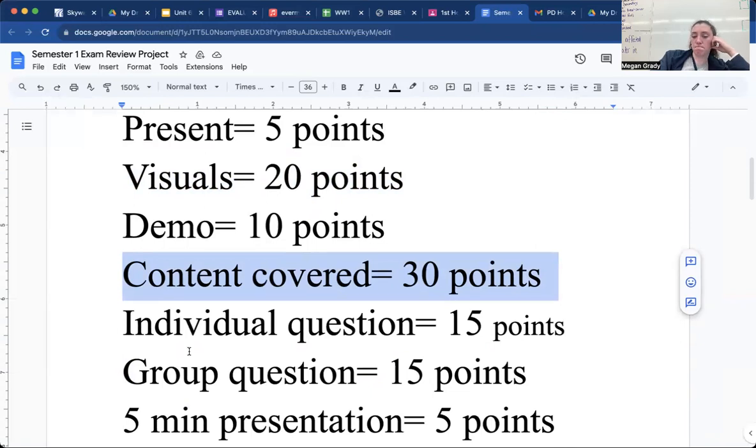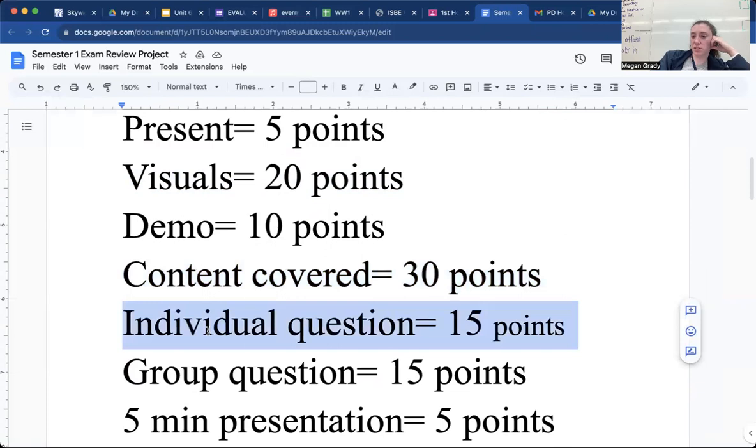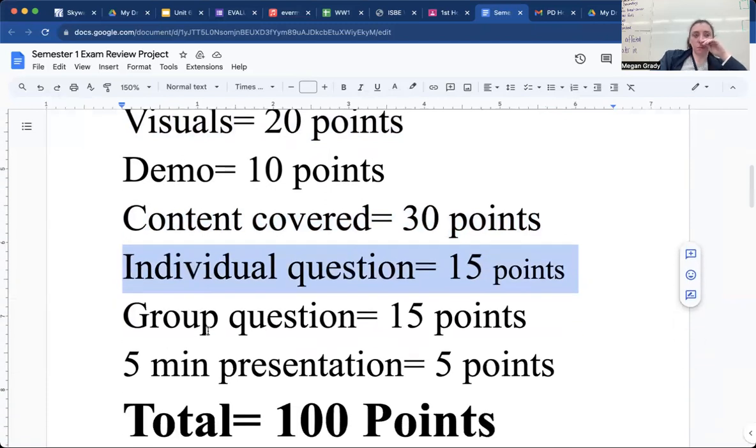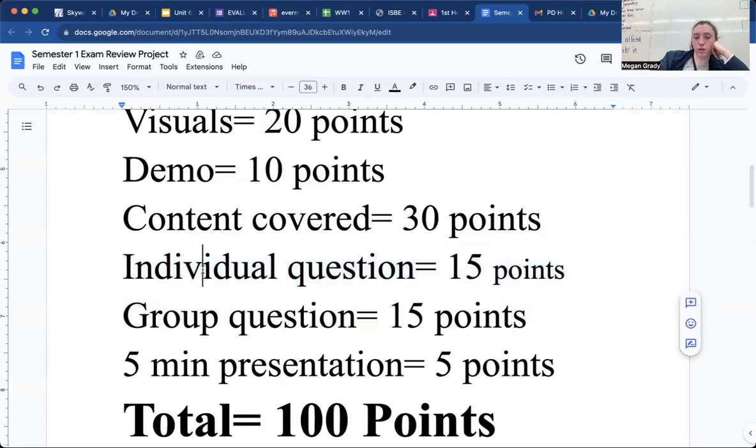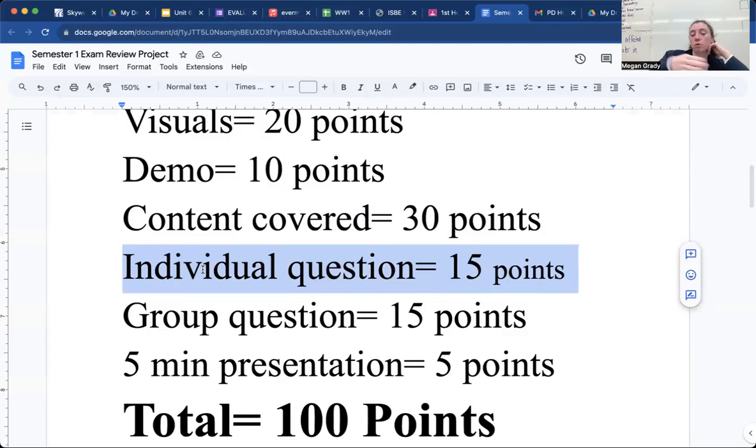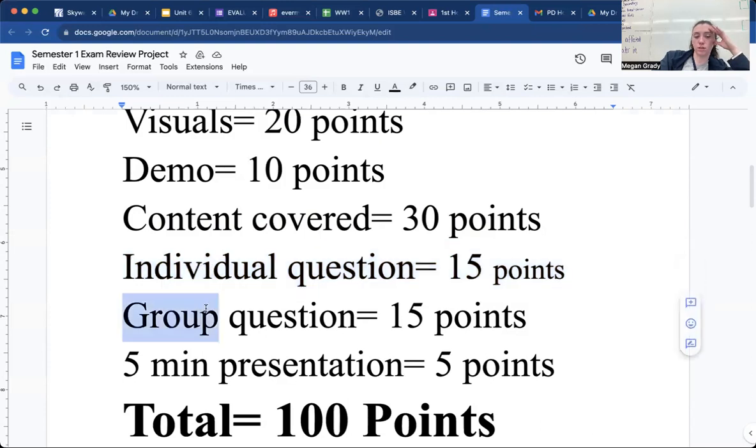Individual question, which I'm going to ask you. So after you're done presenting, I'm going to go down the line to each of you and ask individually, meaning just you by yourself can answer a question about the content that you talked about. Could be from that test, could be about your project, anything, right? So you really need to participate and know what you're doing. And then I'll ask your entire group a question. So with the individual question, only you can answer. With the group question, you all can work together to find the answer, right? So the individual question is 15 points. Group question is 15 points.